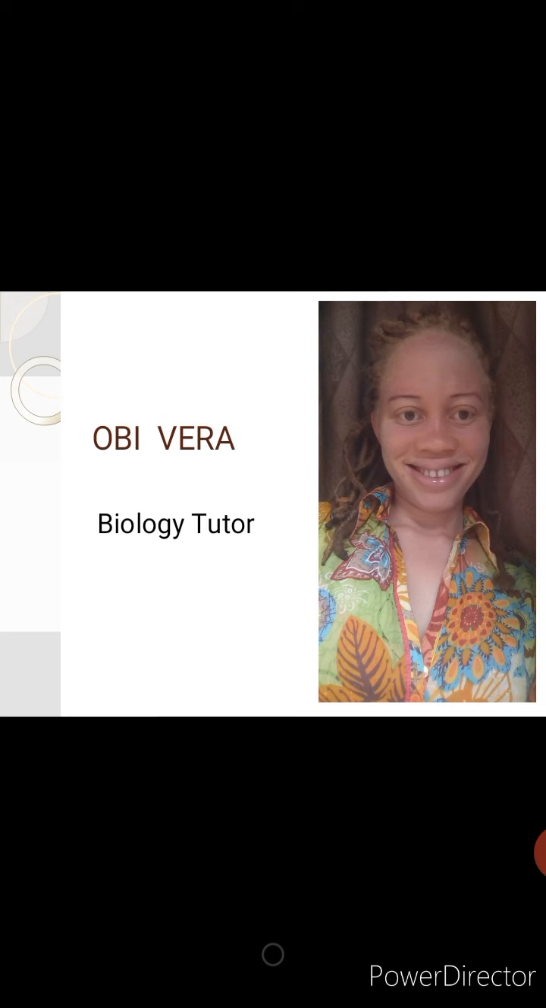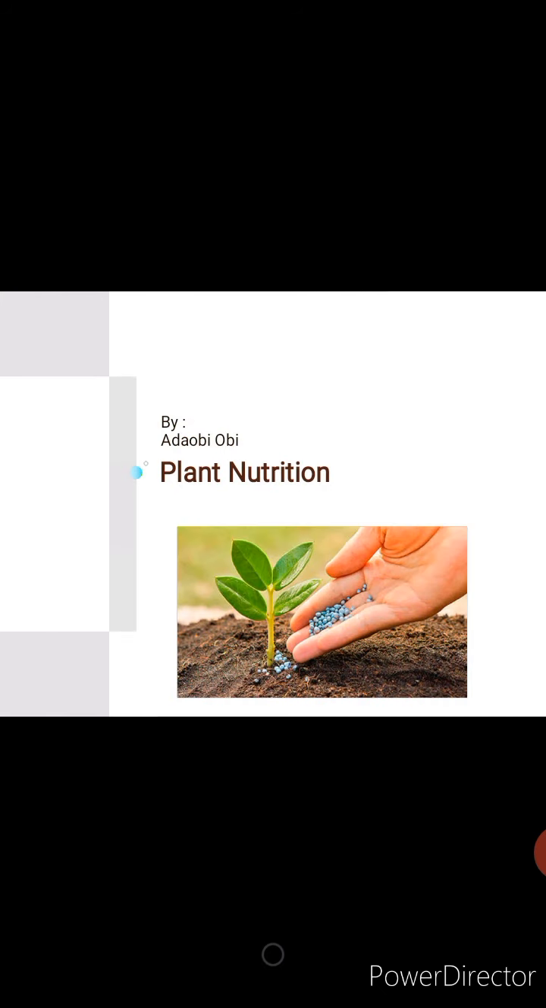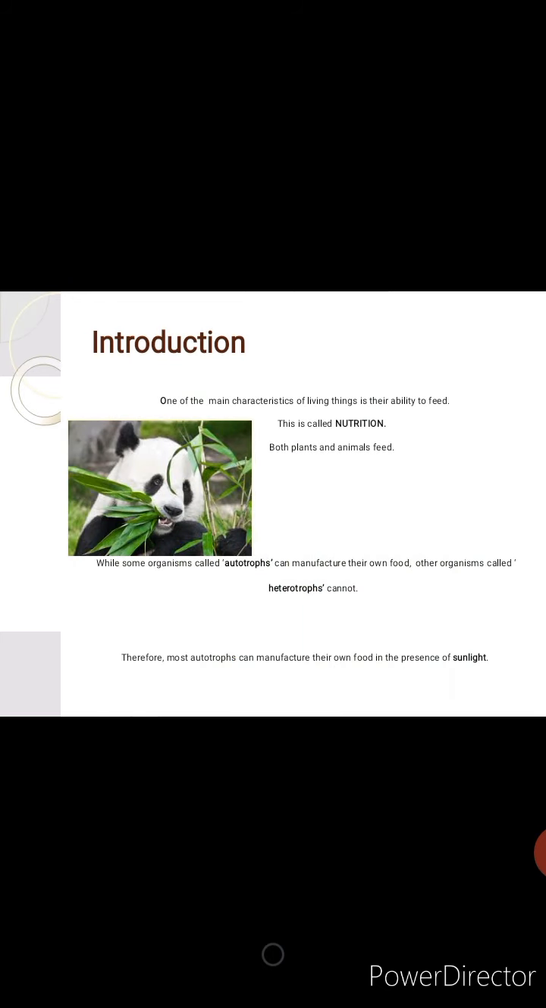Today, I'm going to teach you plant nutrition and what it entails. What is plant nutrition? One of the main characteristics of living things is the ability to feed. This is called nutrition. Both plants and animals feed. While some organisms called autotrophs can manufacture their own food, other organisms called heterotrophs can't. Therefore, most autotrophs can manufacture their own food in the presence of sunlight.